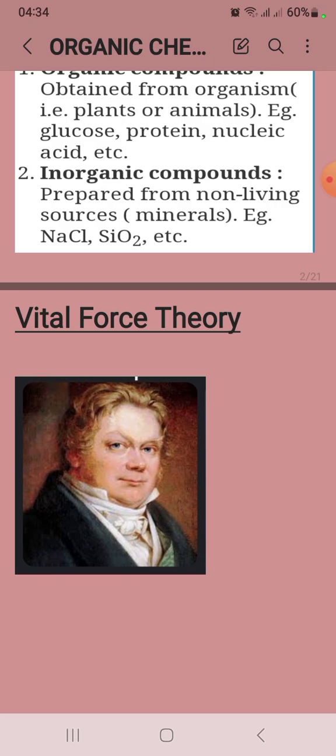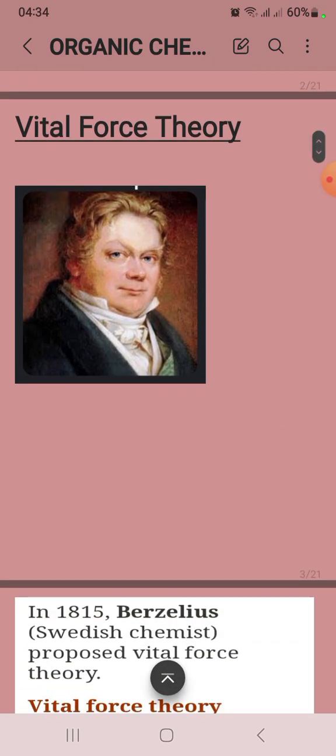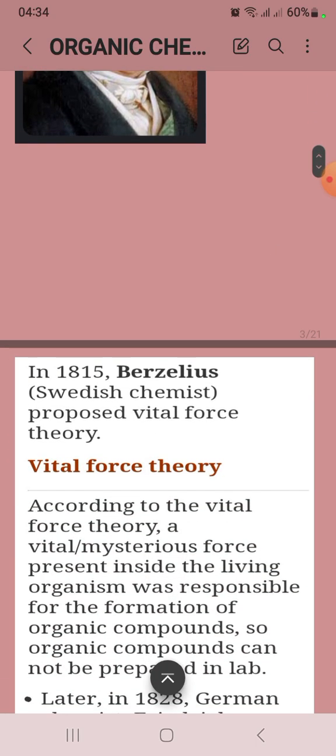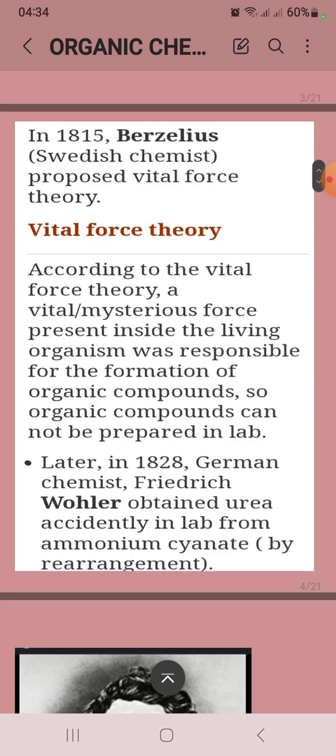According to this theory, organic compounds could not be synthesized in the lab. Why? Because he thought that a vital force is required for the synthesis of organic compounds, and this vital force was present only in living organisms. It was not found in the lab. That's why we are not able to synthesize these compounds in the lab.